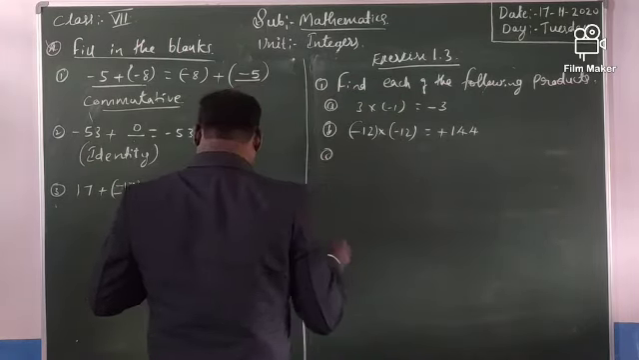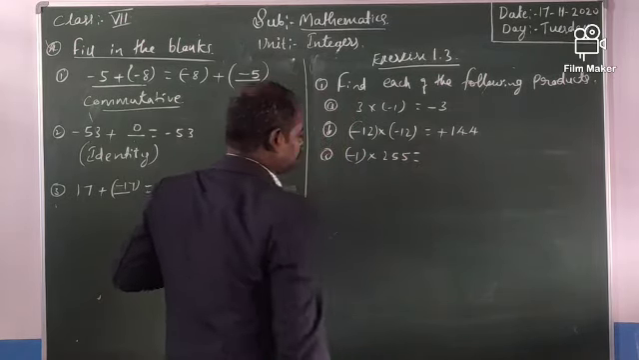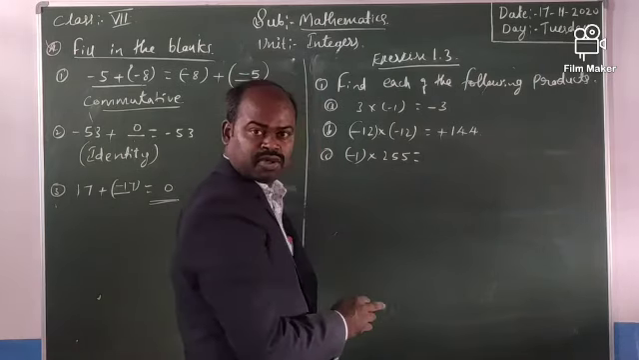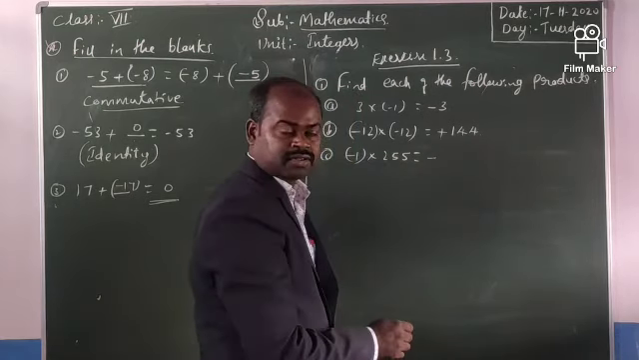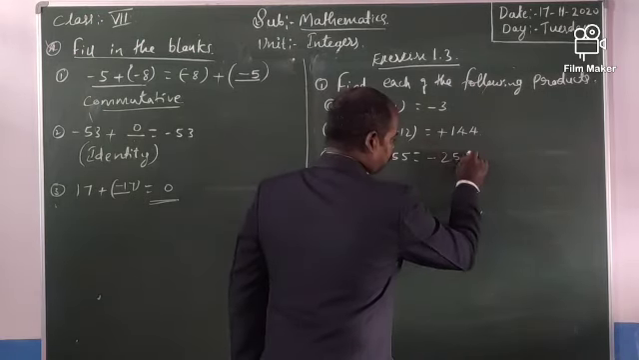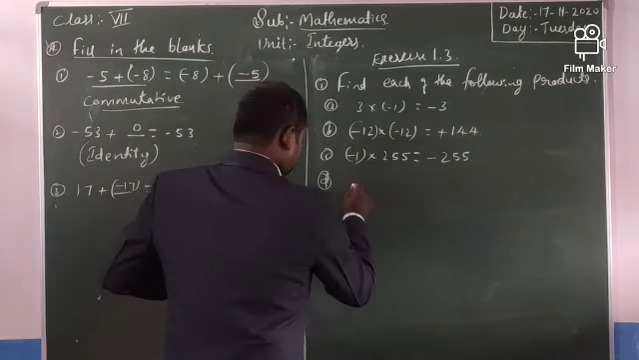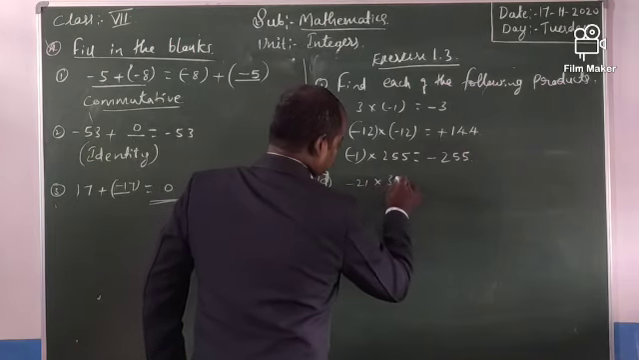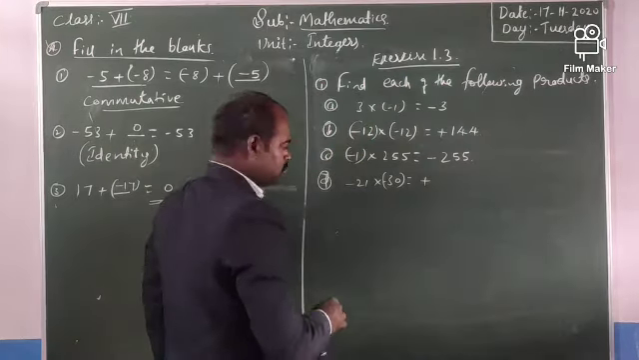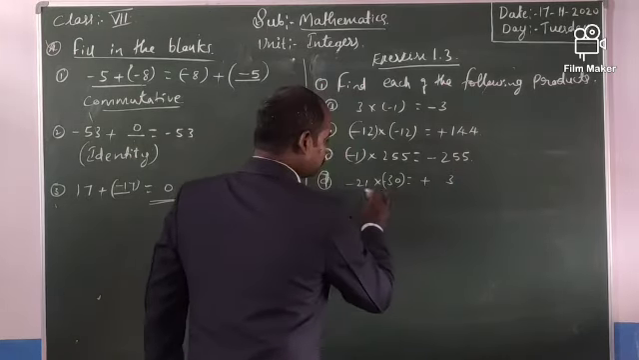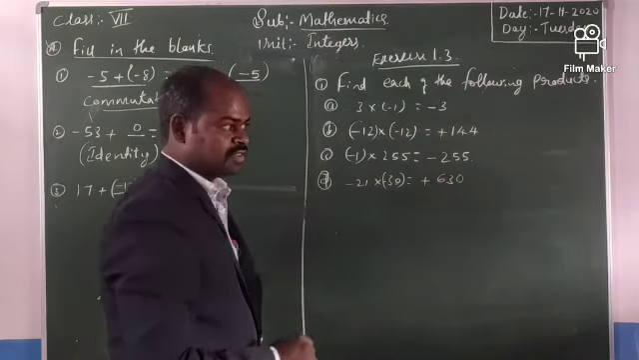Okay, next, minus 1 into 255. Here see children, minus 1 into 255, which is equal to minus into plus, minus. 1 into 255 is 255. Okay, next, minus 21 into minus of 30, which is equal to minus into minus plus. 3 ones are 3, 3 twos are 6. Here 1 zero is there, add a 0, plus of 630. Got it?